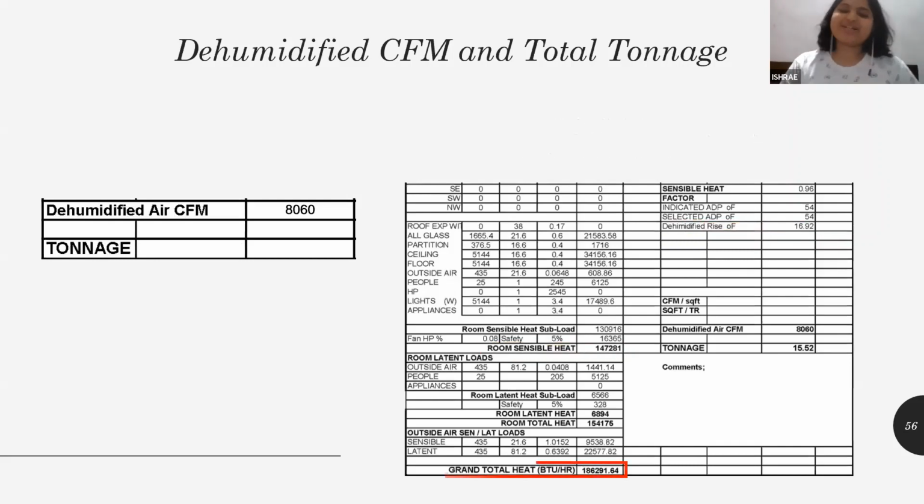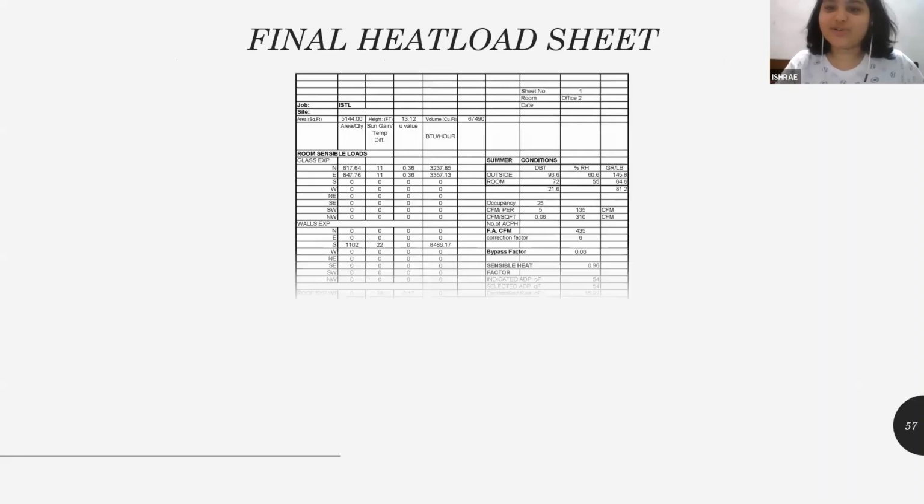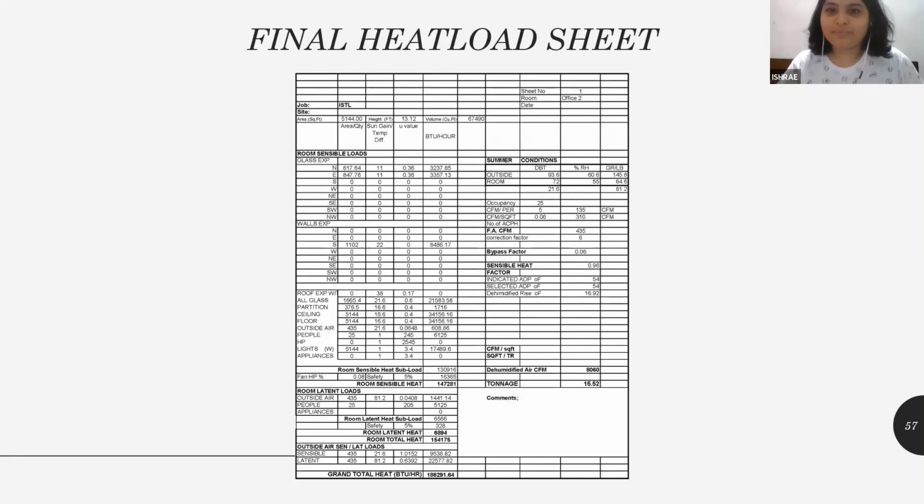And the tonnage is your total BTU per hour, that is grand total heat upon 12,000. This will give you the tonnage of cooling load that is to be maintained in the air conditioned room to take out all the heat, to offset all the heat being put in from the sensible load, from the latent load and all. So my total tonnage will come to 15.52 tons. So this is the final heat load sheet, what it looks like once you have completed.